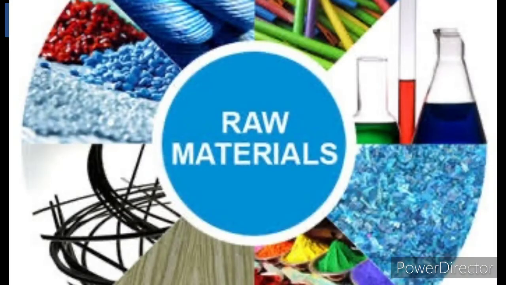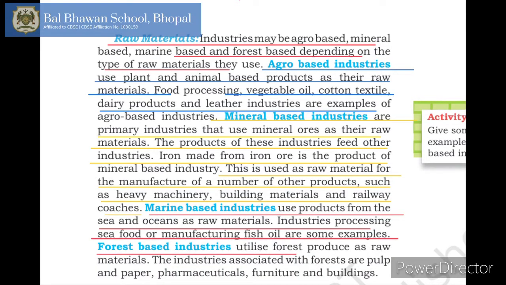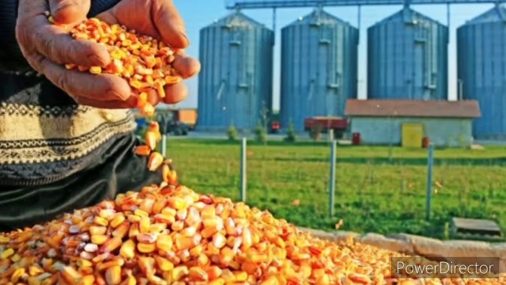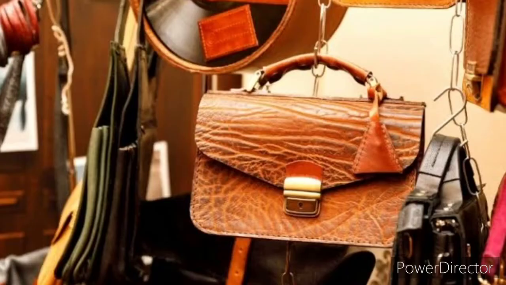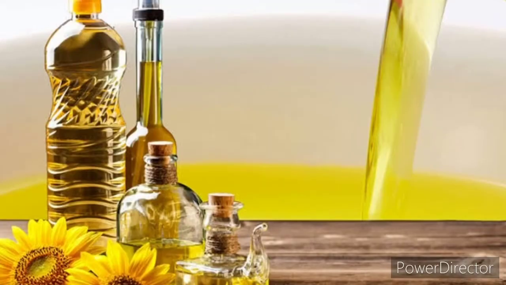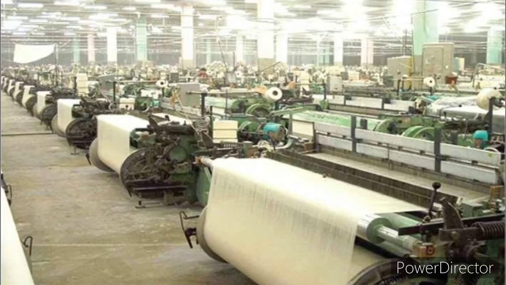On the basis of raw materials, industries are classified as agro based, mineral based, marine based, and forest based industries depending on the type of raw materials. First is agro-based industries. Agro-based industries are those industries which use plants and animals as a raw material, and these industries make the product out of these raw material. Food processing, vegetable oil, cotton textile are the examples of agro-based industries.